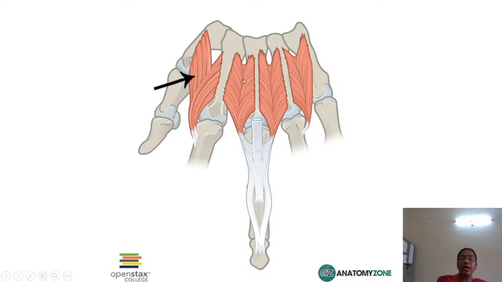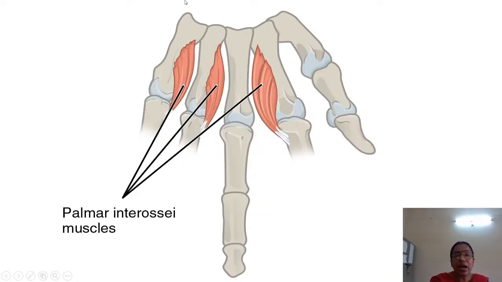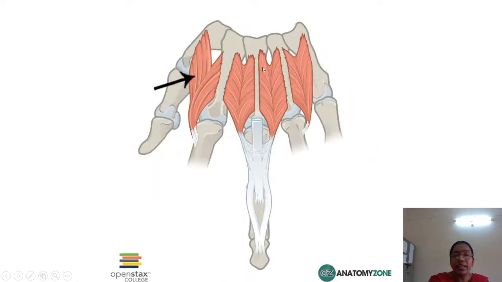These are present in the spaces between the 2 metacarpals. If you are seeing here, these are the metacarpal bones. The space between the 2 metacarpals is joined. The muscle we are seeing here is the dorsal interossei muscle. So these dorsal interossei muscles are coming between the 2 metacarpal bones. They are coming from the metacarpal bones and inserting into the proximal phalanx, on the radial and the ulnar side of the proximal phalanx. These are the 4 dorsal interossei.